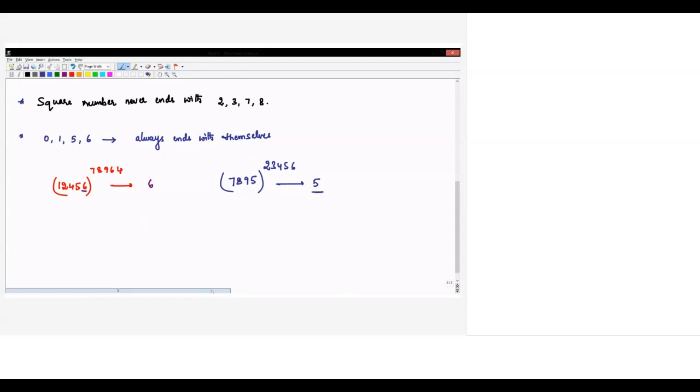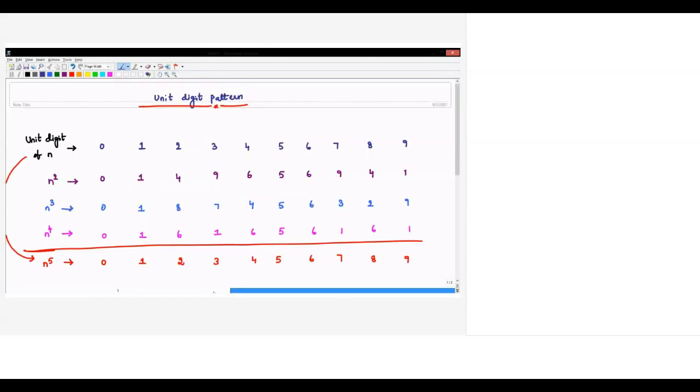Now look at the second set of values. Look at the numbers 4 and 9. These are perfect squares, right? So for number 4, in its powers you get 4, 6, 4, 6, 4, 6 and it goes on. For 9, you get 9, 1, 9, 1, 9, 1. So there are only two different digits in its powers.